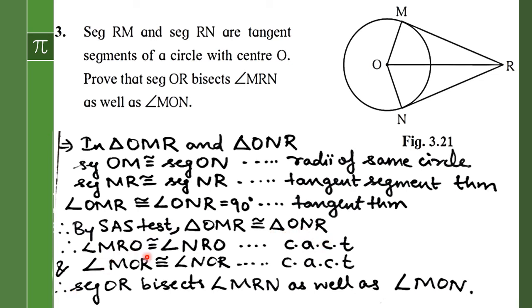Therefore, angle MRO is congruent to angle NRO since they are corresponding angles of congruent triangles. Similarly, angle MOR is congruent to angle NOR. Again, they are corresponding angles of congruent triangles, that is CACT. So we proved that these two angles are congruent. That means segment OR is bisecting angle MRN as well as angle MON.